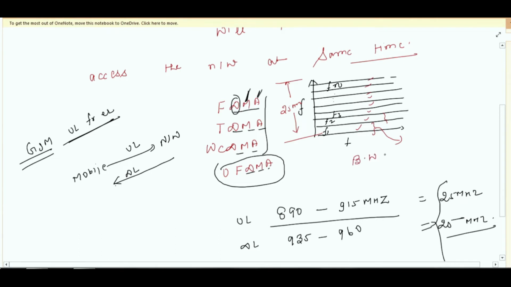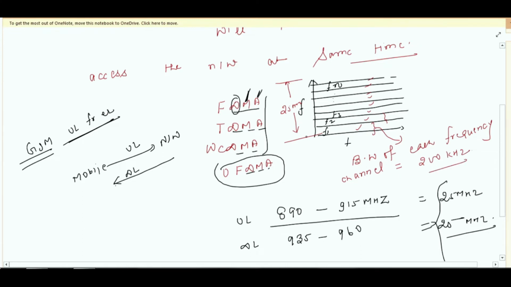The bandwidth of each frequency channel, means this channel F1, F2, F3, each frequency channel is 200 kilohertz.